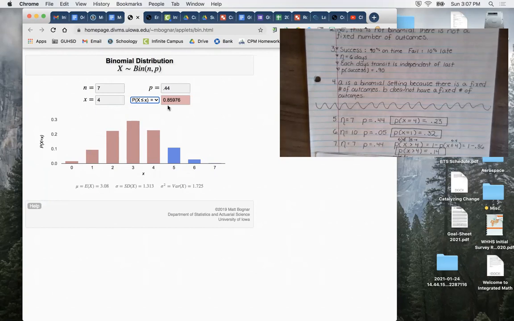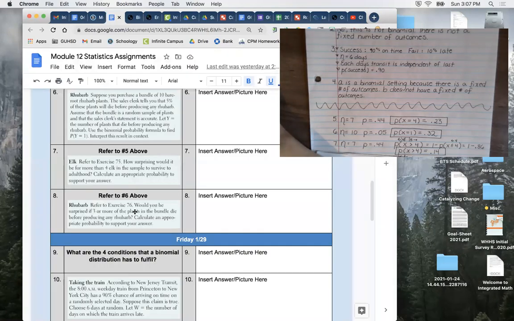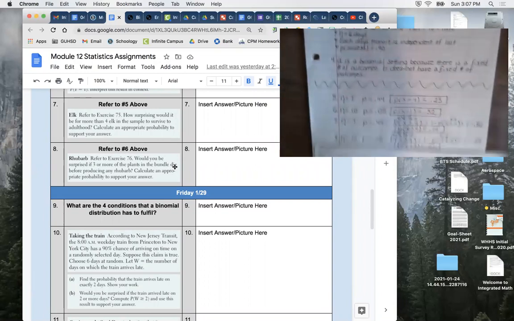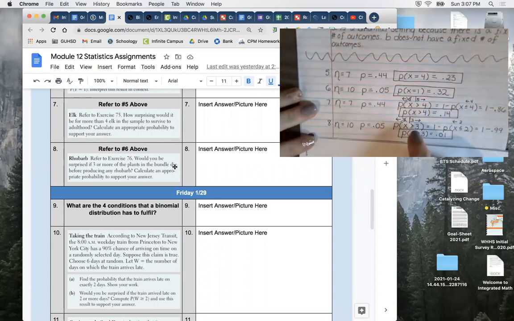Okay. And last one that we're going to do, same type of problem. So this one is, would you be surprised if three or more plants, so again, the hard part is this defining it first. So three or more, I want 3, 4, 5, 6, all the way up to 10, right? 3 or more. So I have to get rid of 2 or below. So I take out 1 minus the probability of x less than or equal to 2.